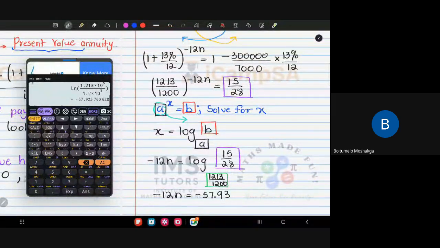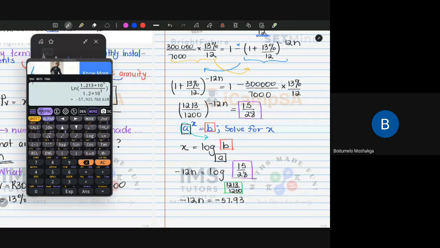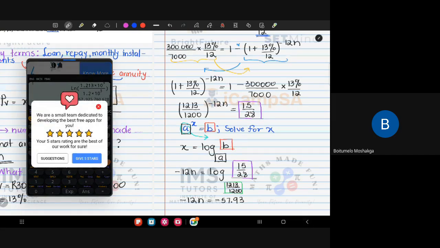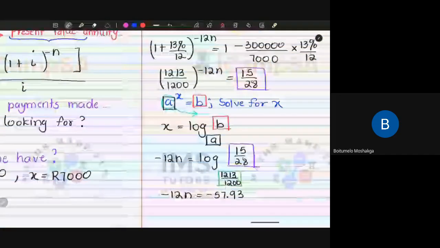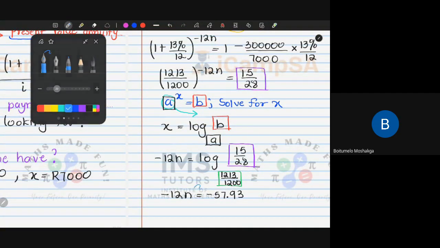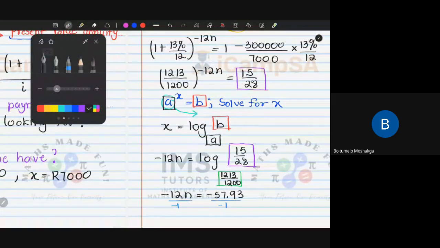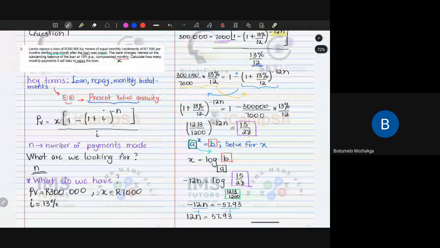Awesome, guys. Keep your calculators nearby when you're doing maths, okay? So that is what we get. Now, what I need you to notice is that we have actually found our answer. Let me remove this calculator. So you will see that we have a minus and a minus. So if you divide by -1 on both sides, you will see that 12n will still be 57.93. So this we can just sum up to 58. But we have actually found our answer.